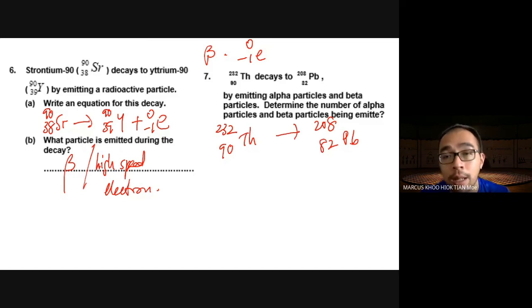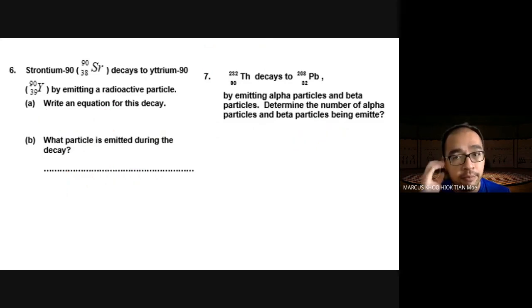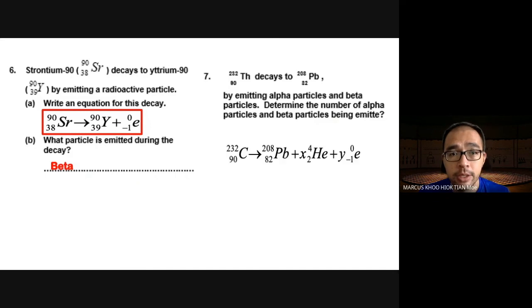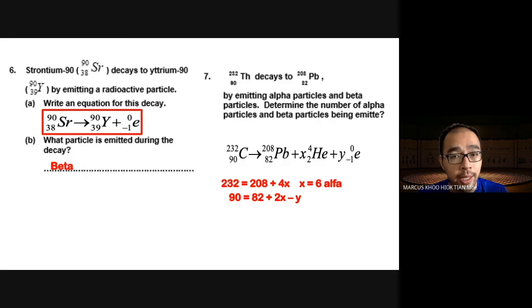We don't really know at first, but this is where you figure things out as you go along. Because I'm running out of time, I'm just going to show it to you. How many heliums and how many electrons are there? What you can do is have 232 equals 208 plus 4x, and then you will get x equals 6 alpha. 90 equals 82 plus 2x minus 1y. So you form the two equations, and when you form the two equations, then you can get 4 beta.